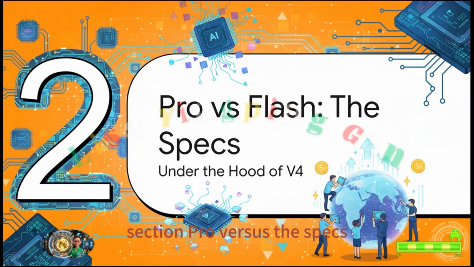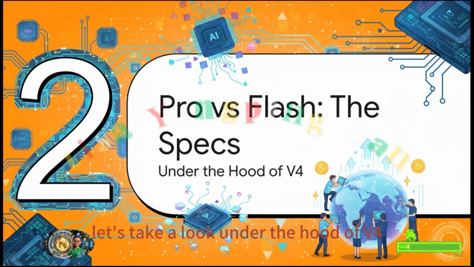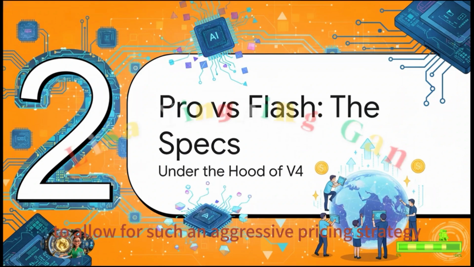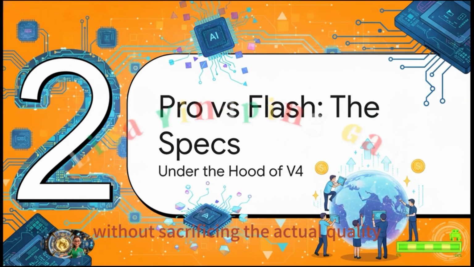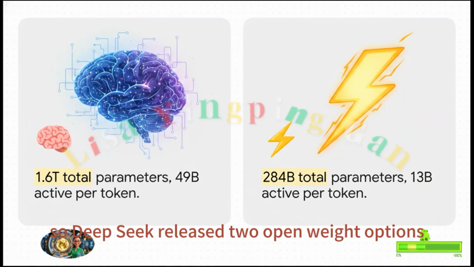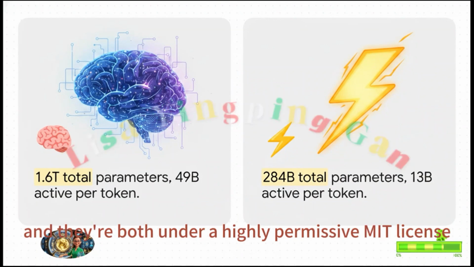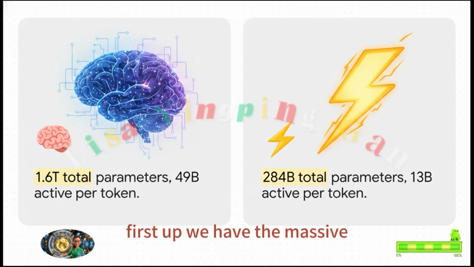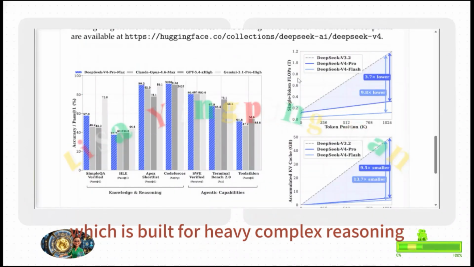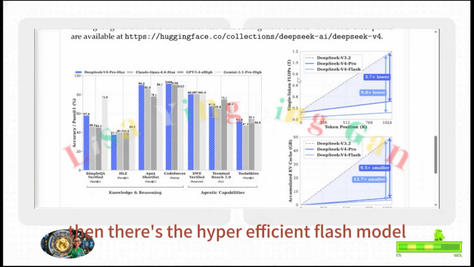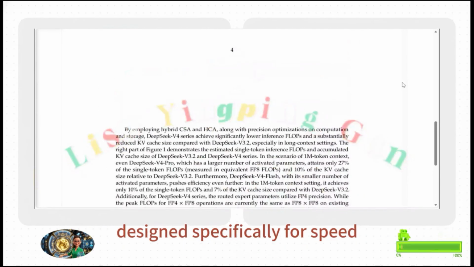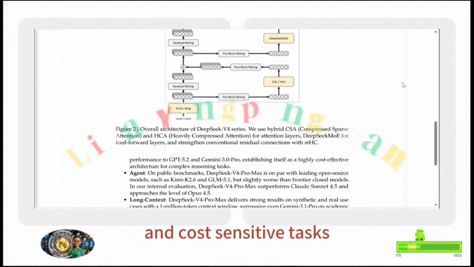Section 2. Pro versus Flash, the specs. Let's take a look under the hood of V4 to see exactly how it's structured to allow for such an aggressive pricing strategy without sacrificing the actual quality. So, DeepSeek released two open-weight options, and they're both under a highly permissive MIT license. First up, we have the massive 1.6 trillion parameter Pro model, which is built for heavy, complex reasoning. Then there's the hyper-efficient Flash model, coming in at 284 billion parameters, designed specifically for speed and cost-sensitive tasks.